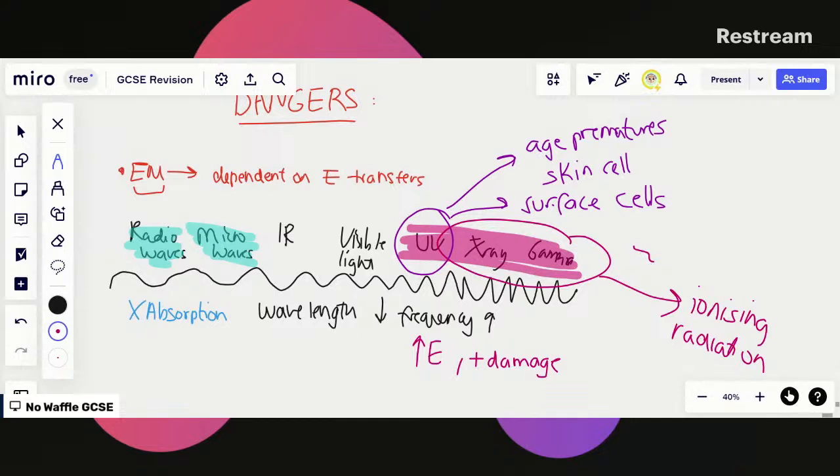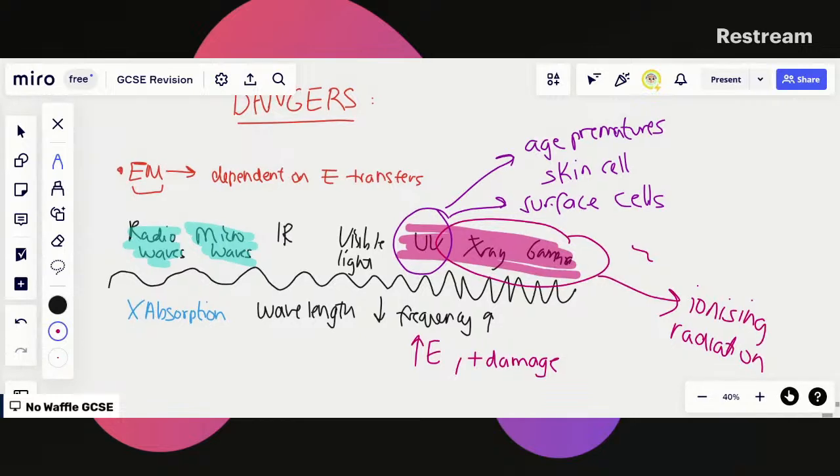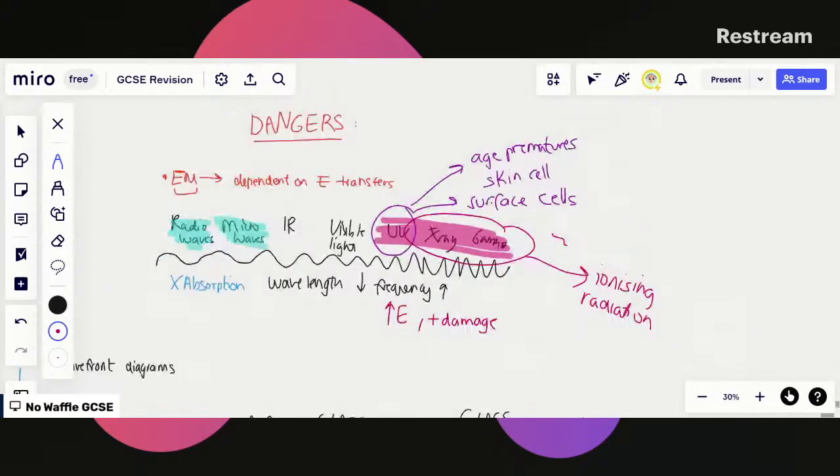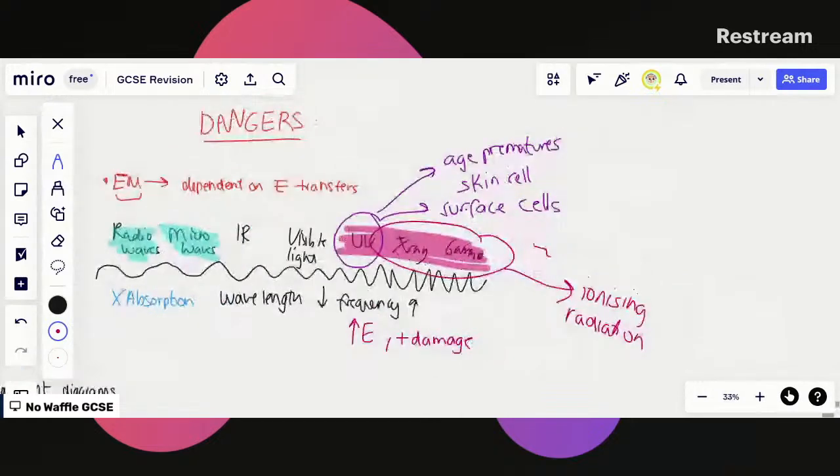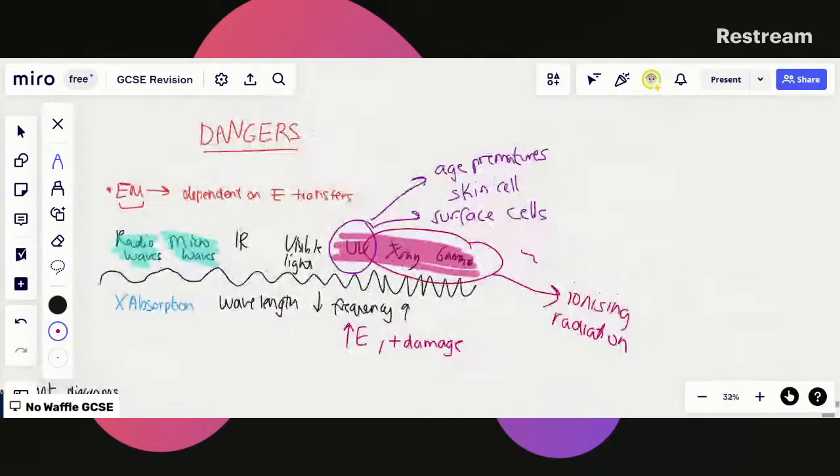So we can talk about that. So those are the damages. We've got radio waves and microwaves. They don't have many issues. They're just absorbed easily. UV radiation causes skin cancer. It's absorbed by the surface cells, causes premature aging. X-rays and gamma rays, types of ionizing radiation, can knock electrons off healthy cells, which could cause cancer, cell destruction, gene mutation, any of those things.